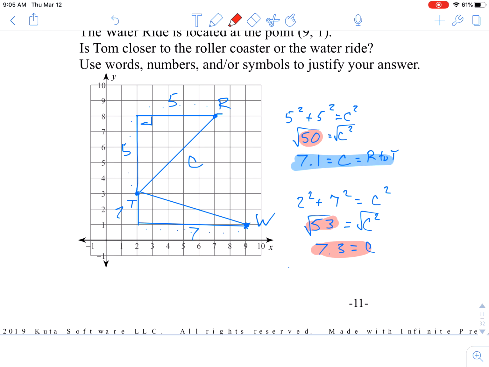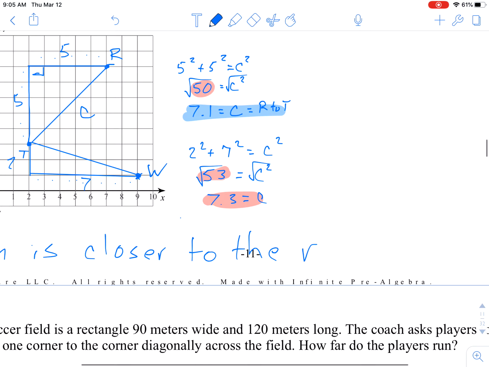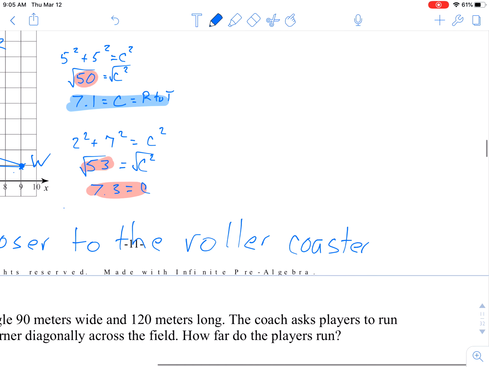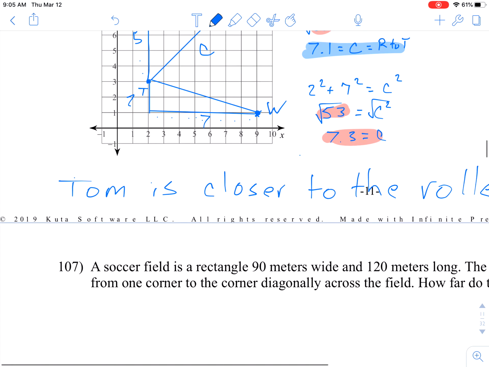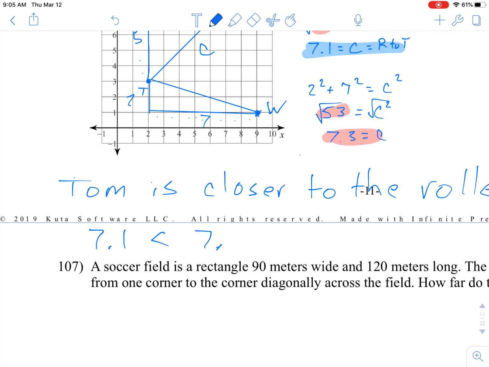So Tom is closer to the roller coaster, and then you can put because 7.1 is less than 7.3.